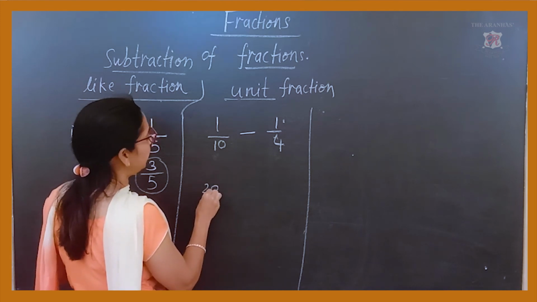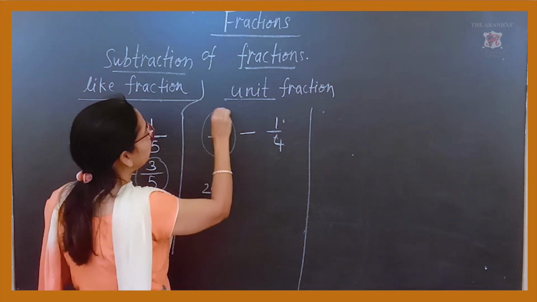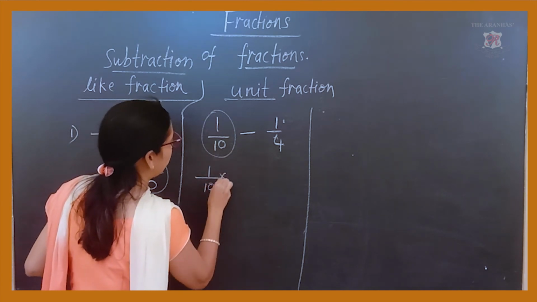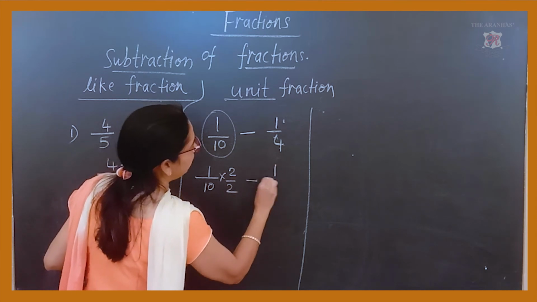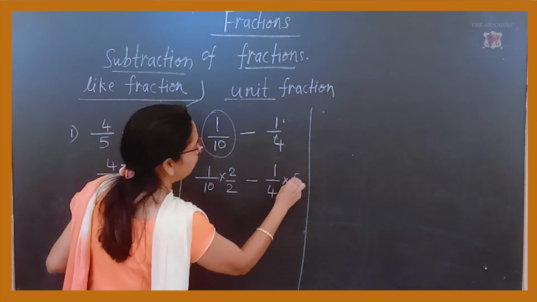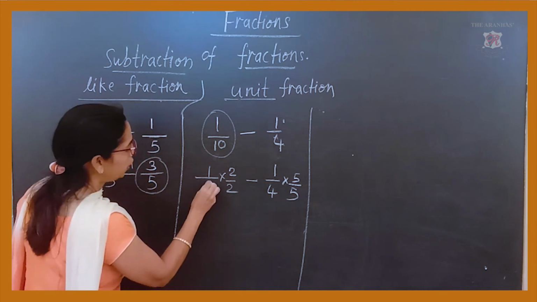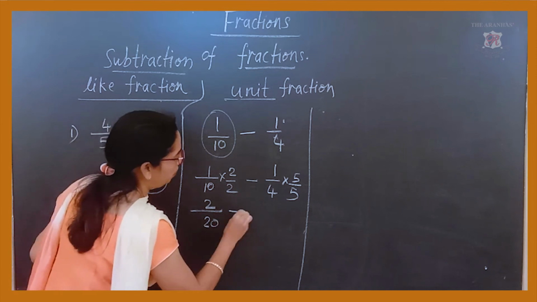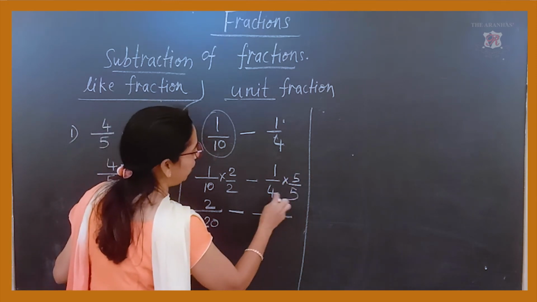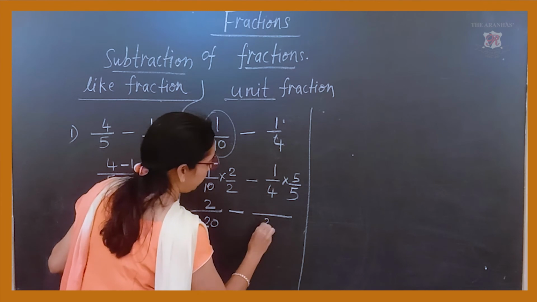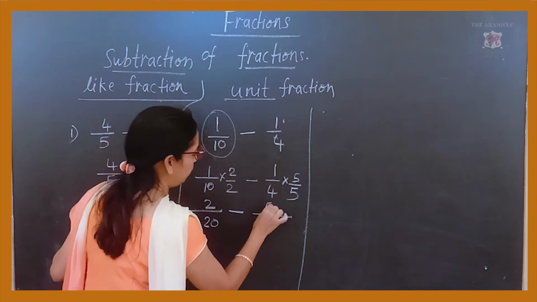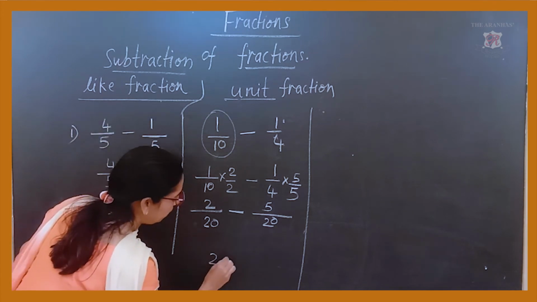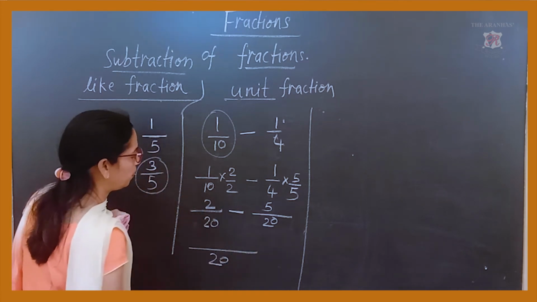So to get 20, we have to multiply this fraction by 2, and this 1 upon 4 by 5. So 10 into 2 will be 20, and 2 ones are 2, minus. Now here 5 fours are 20 and 5 ones are 5. So now both the denominators are the same, we can do the subtraction.